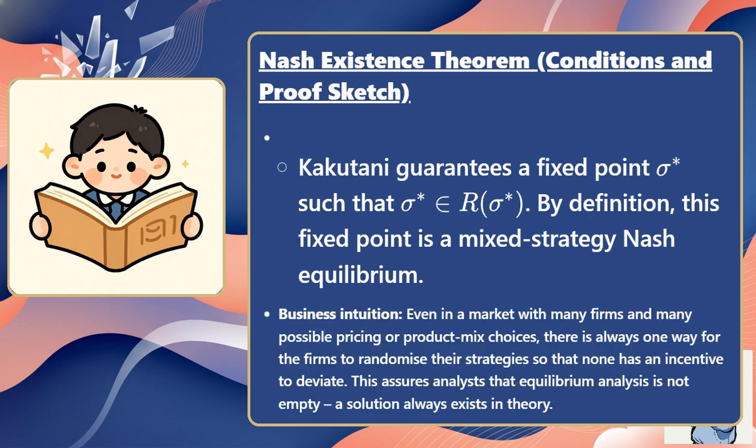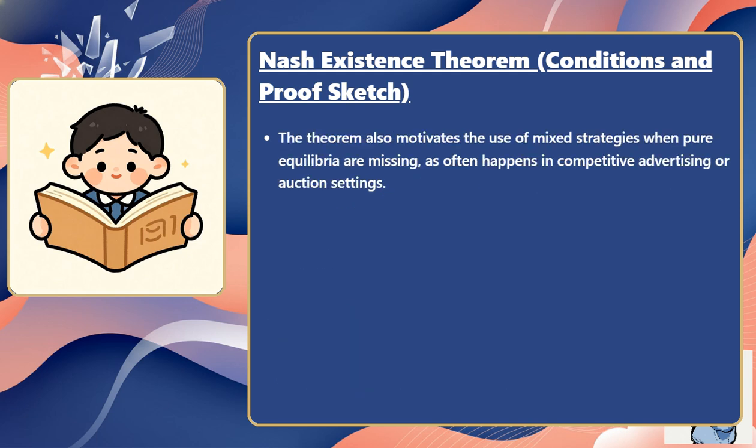Business intuition. Even in a market with many firms and many possible pricing or product mix choices, there is always one way for the firms to randomize their strategies so that none has an incentive to deviate. This assures analysts that equilibrium analysis is not empty. A solution always exists in theory. The theorem also motivates the use of mixed strategies when pure equilibria are missing, as often happens in competitive advertising or auction settings.